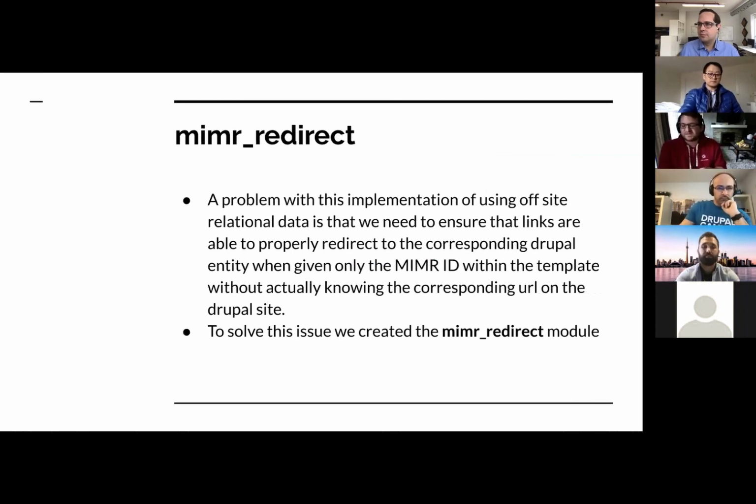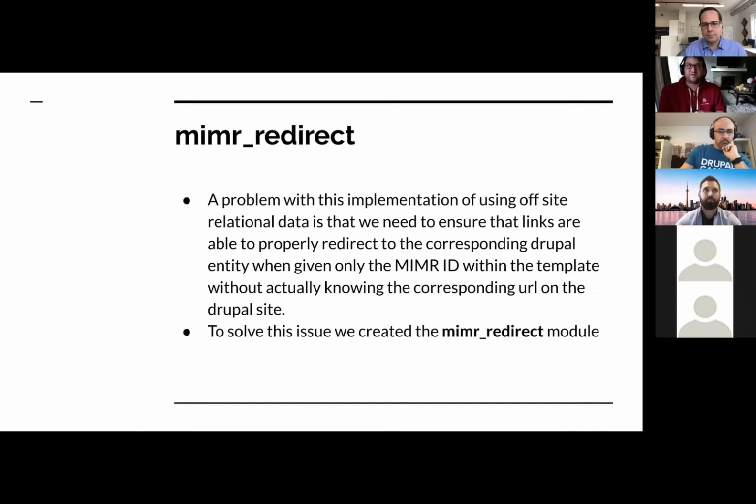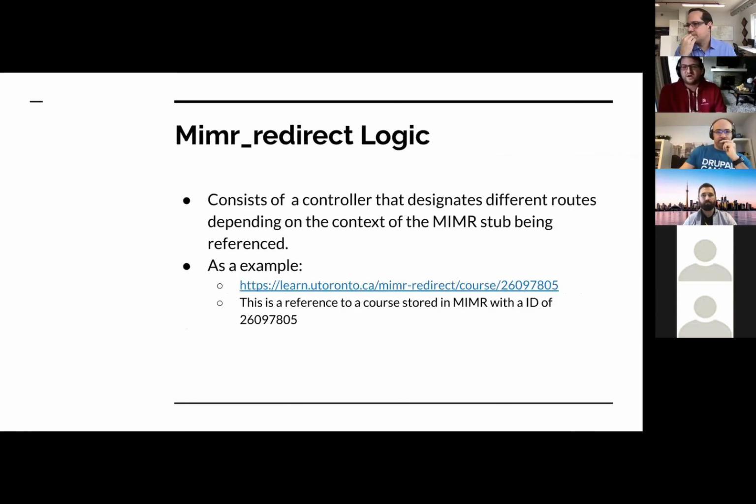But now that we have the information showing, we have to be able to direct to it. The issue is that we don't actually have entity links so much as we have the Mimer ID. So what we've had to do is create a module called Mimer redirect that looks at the external Mimer ID we're sent and finds the entity that has that ID stored within it. It consists of a controller that designates different routes depending on the context of the Mimer stub being referenced.